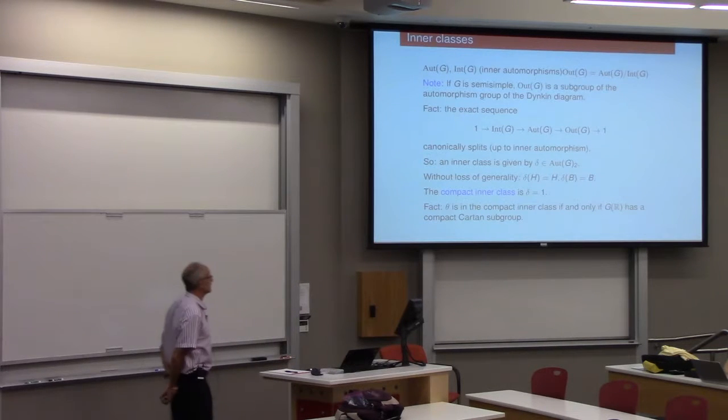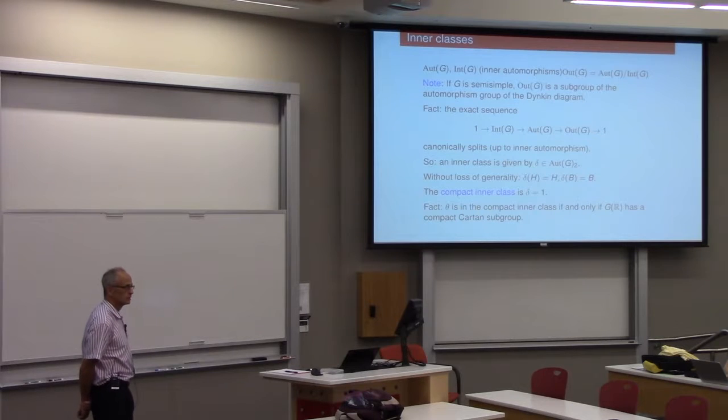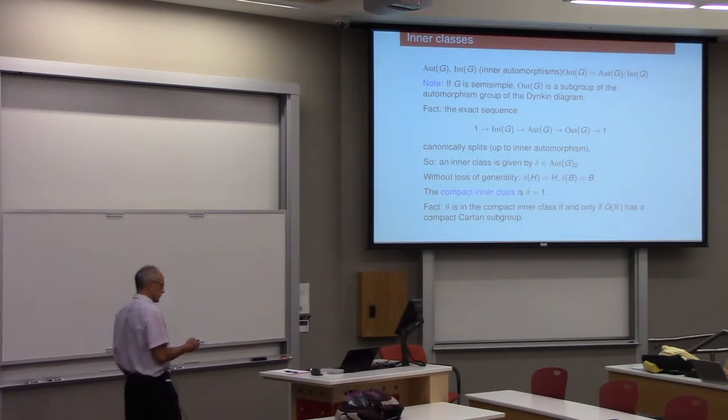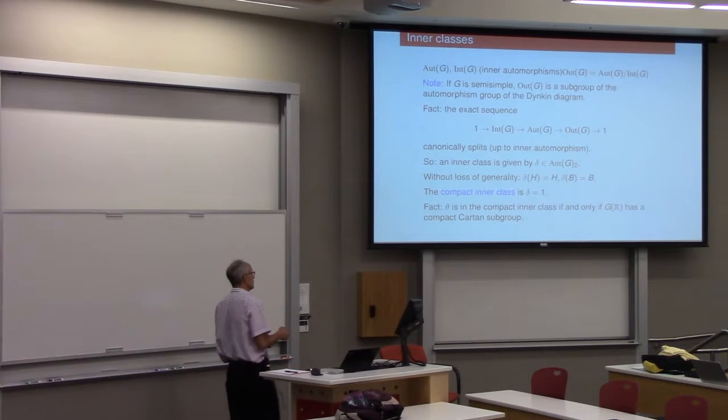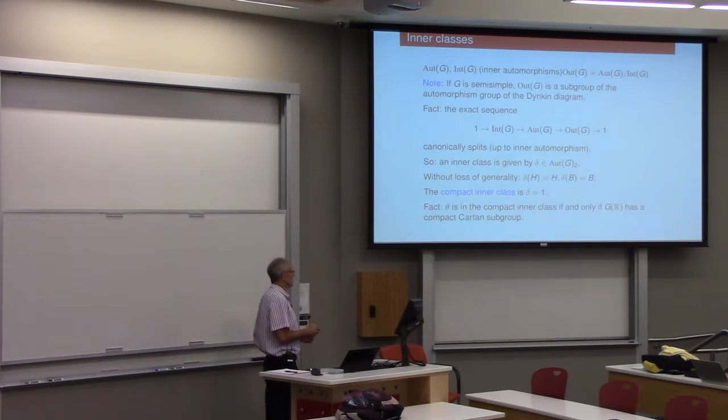So we always do the calculation of the compact inner class. But yesterday... I was probably by mistake, I did budget it for each of the classes in the state. So what happens is, never mind inner classes, if you fix a pinning datum, you get a splitting of this exact sequence.